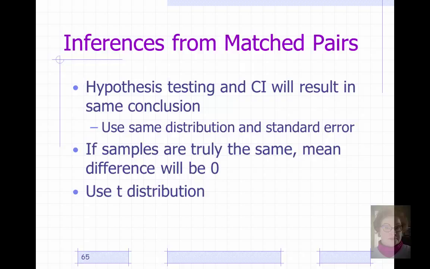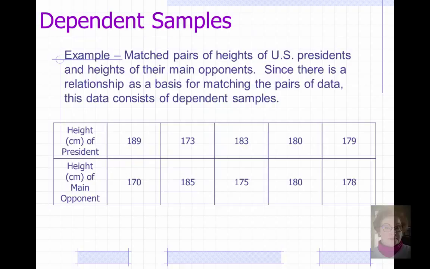With a matched pairs t-test, we look at the differences in those paired members of the two samples. Here's an example where we look at the height in centimeters of the president and the height in centimeters of their main opponent. These are paired by presidential term, so they're very dependent. The members of the main opponent can't be in a different order than those of the president. They'll always be matched.